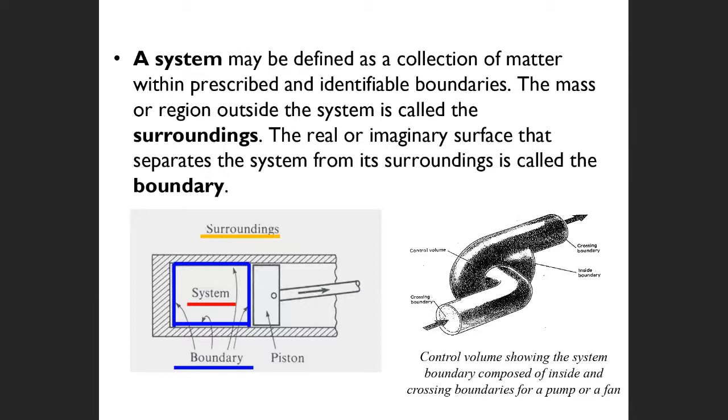We also need to understand the properties of the working fluid, and in a system we always mention the system. So now let's have a look at what a system is. For engineering thermodynamics, a system is usually defined. Earlier we also had the term isolated system. So a system is defined as a collection of matter within prescribed and identifiable boundaries.